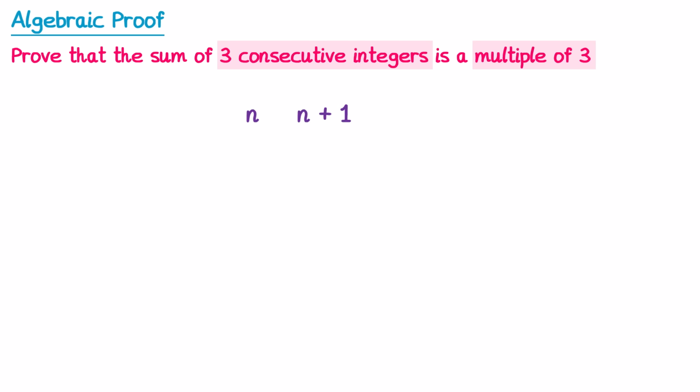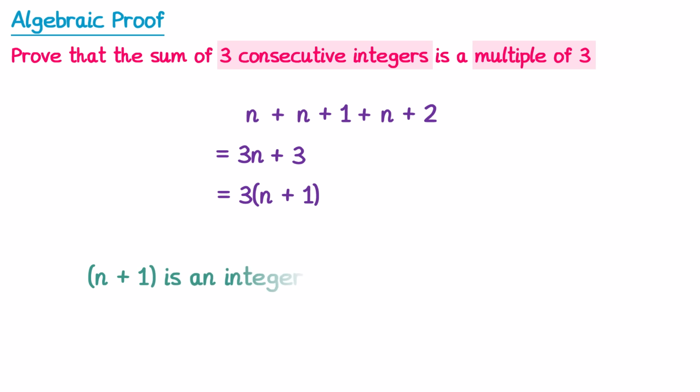So this time we're going to prove the sum of 3 consecutive integers is a multiple of 3. So for our consecutive integers, we're going to have n, the second one, which will be n plus 1, and the third one, which will be n plus 2. And we're adding these together again, and we need to show it's a multiple of 3. So if we add n and n and n, we get 3n, and if we add 1 and 2, we get plus 3. So we just need to show this is a multiple of 3 by factorizing out a 3. So it's 3 lots of n plus 1. So we can finish this proof by saying n plus 1 is an integer, so 3 lots of n plus 1 is a multiple of 3.